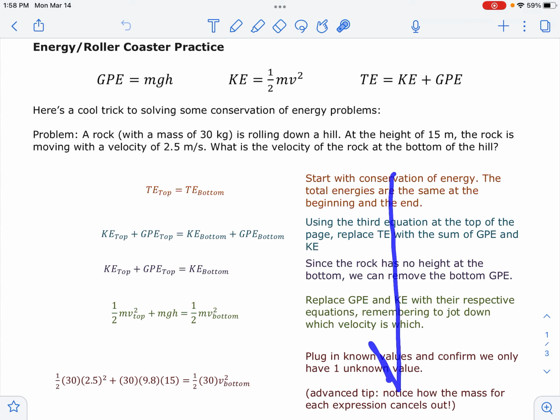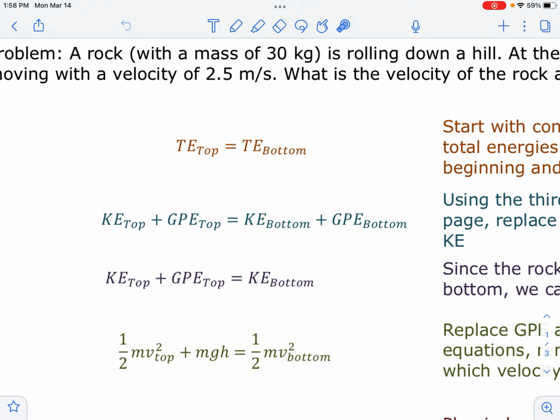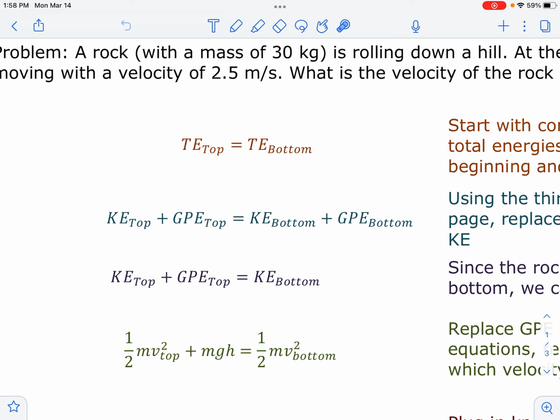The instructions are here, so you can read through that on your own, but let me just show you quickly what this is. This is saying the total energy at the top of the hill is going to equal the total energy at the bottom because energy is conserved. So that's really the whole idea behind this unit. Total energy is when you add kinetic and potential. So I've got kinetic at the top plus potential at the top. Same's true for the bottom. Kinetic at the bottom, potential at the bottom.